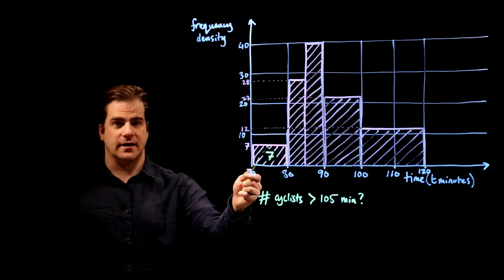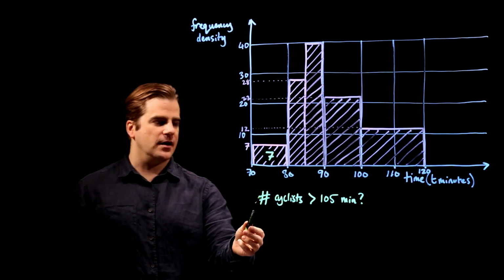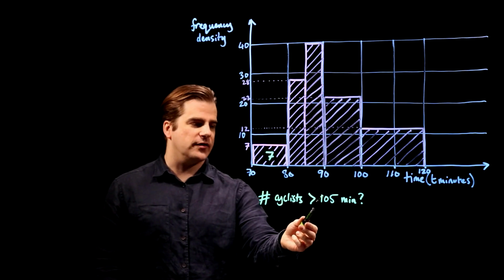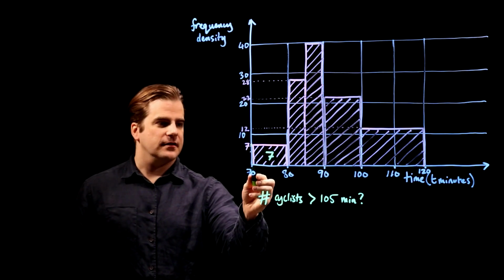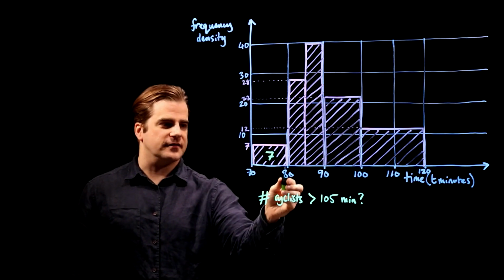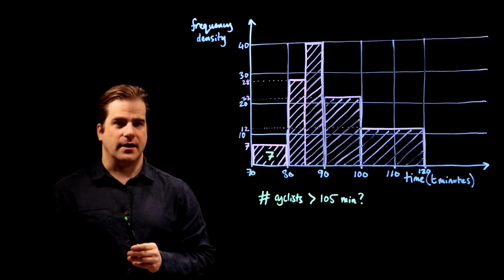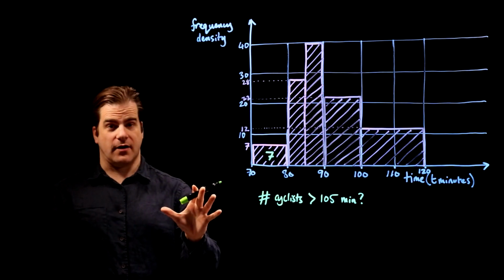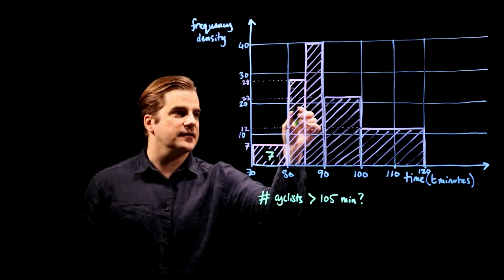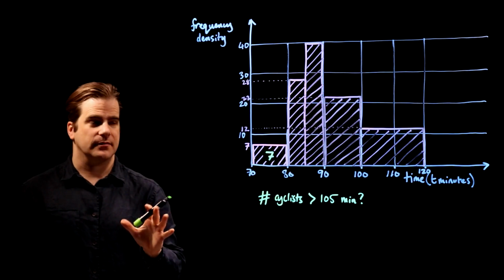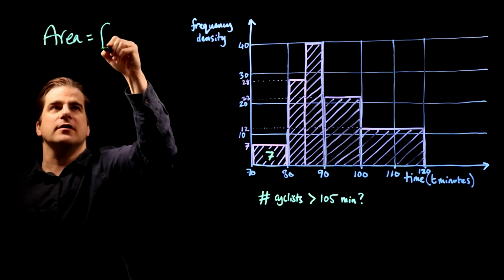Right, so we've been given this histogram about cyclists, and we have to estimate the number of cyclists who took longer than 105 minutes, okay? And we're told that this part of the histogram corresponds to 7 cyclists. With all histograms, just remember this: the area of these boxes is equal to the frequency. So area equals frequency.